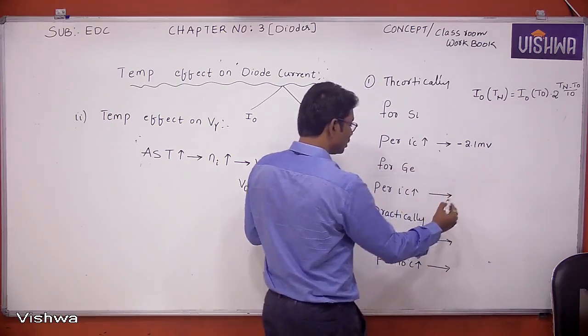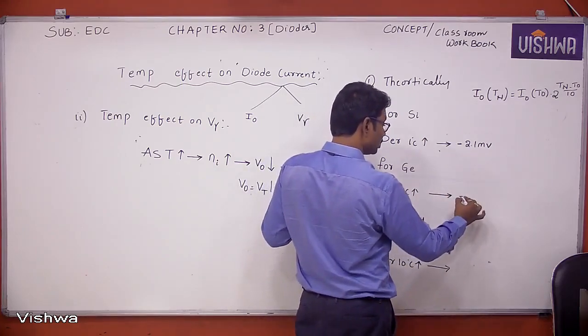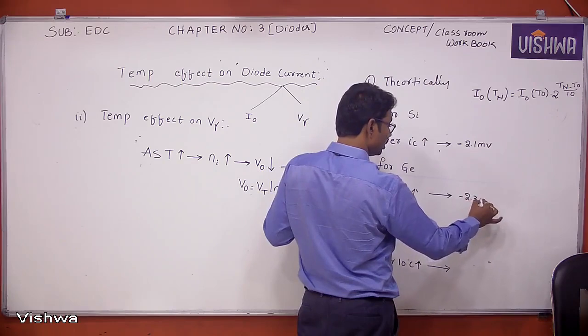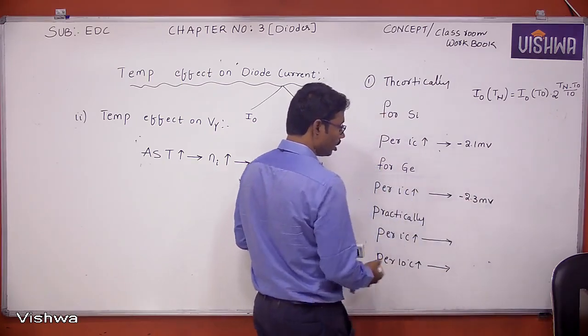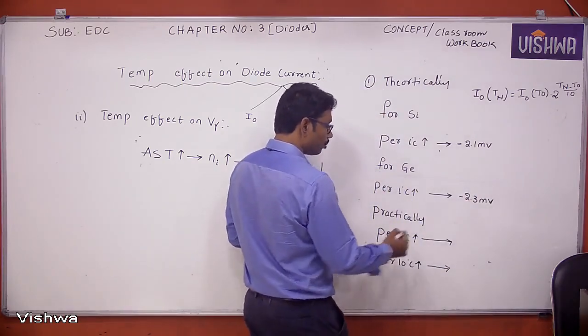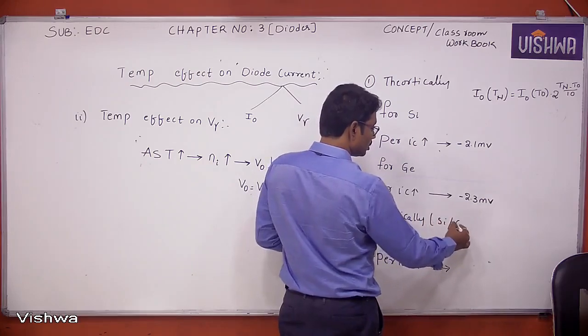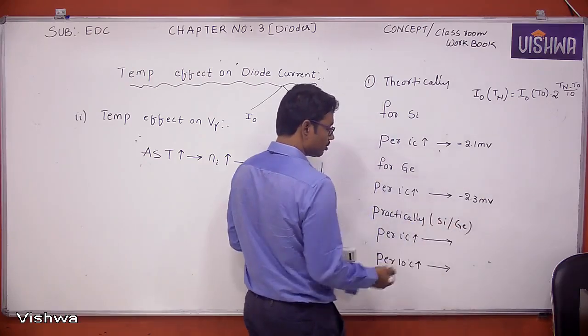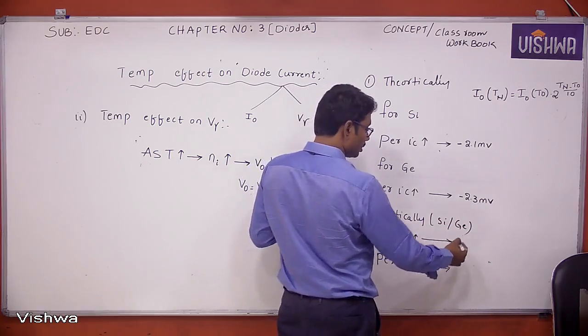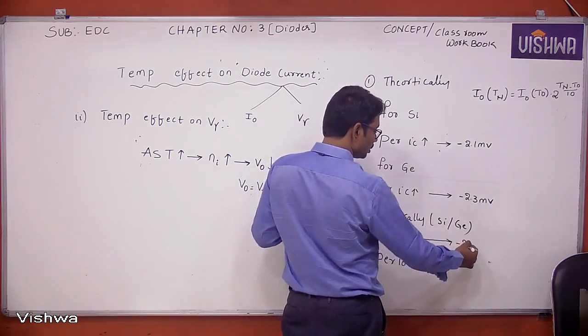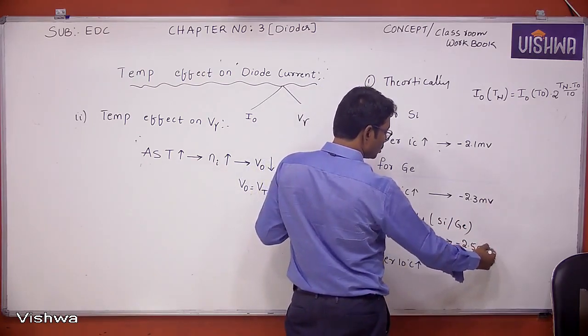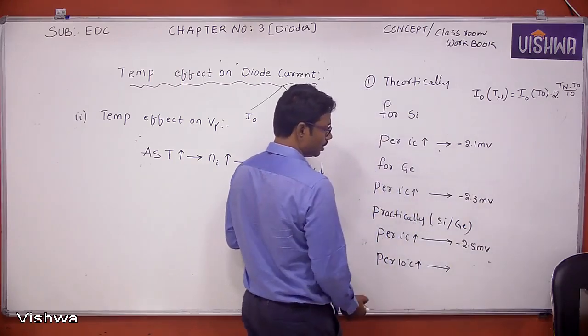Similarly, for germanium, per 1 degree rise of temperature, this is simply 2.3 millivolts. Okay, and practically for both silicon as well as germanium, per 1 degree rise of temperature, how much of cut-in voltage decreases here? 2.5 millivolts cut-in voltage is decreased.